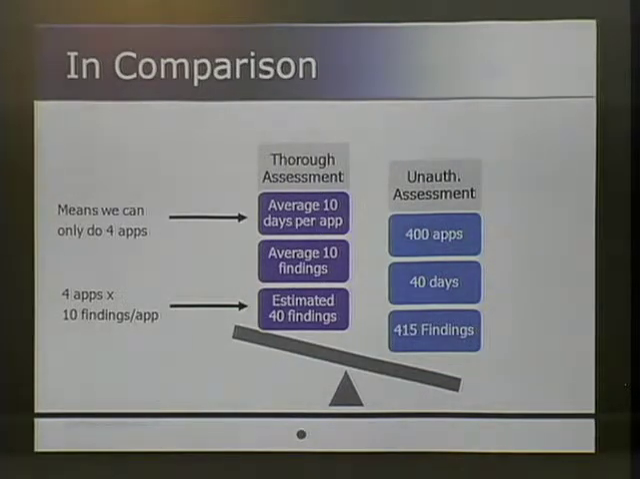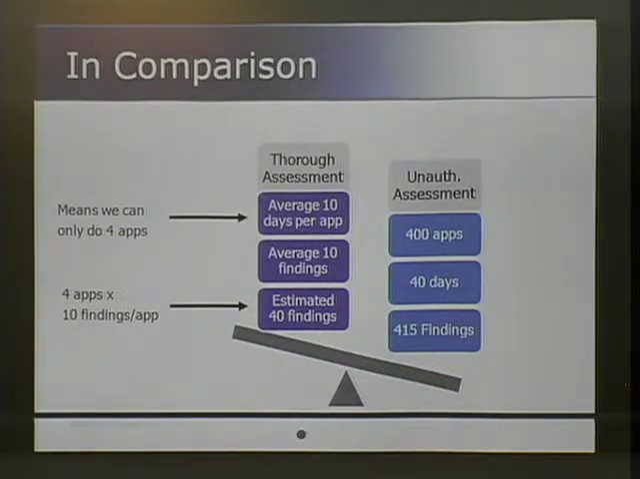High, medium, critical, whatever they are. So 40 findings we could have possibly found if we had done thorough assessments, right? And maybe even bump that up to 100. You have 100 findings versus the 415 that we had here.